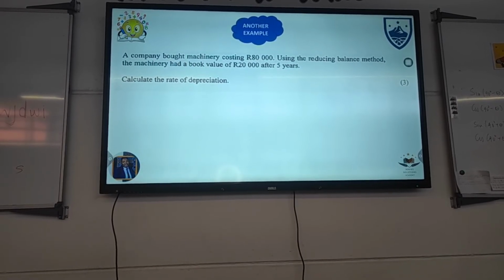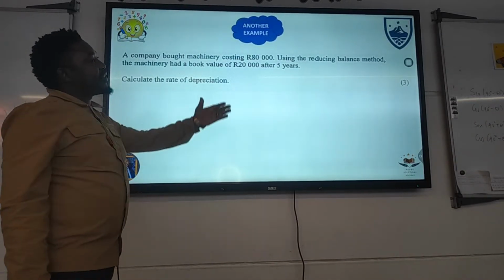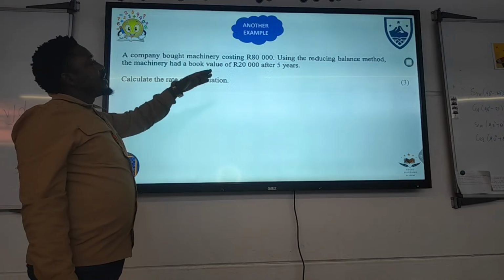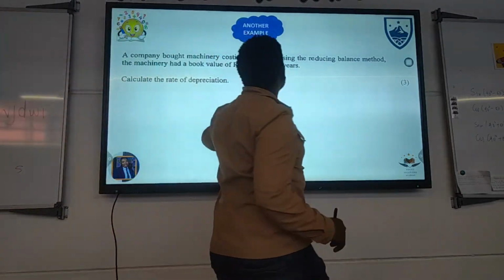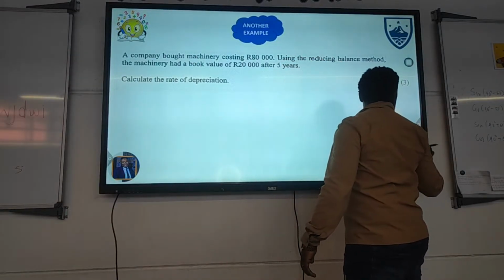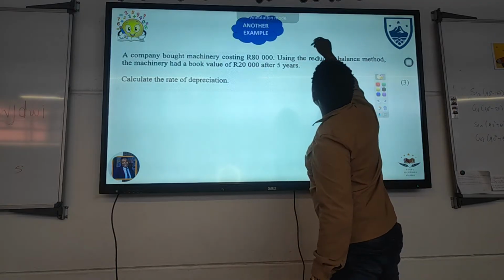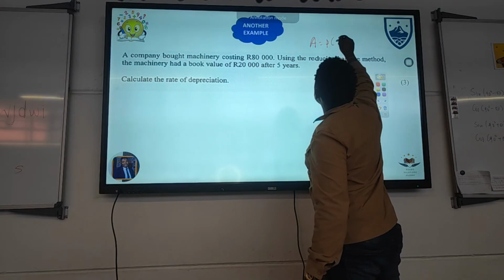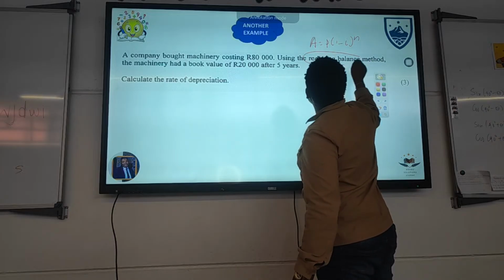Now, when we're reading through this, it says a company bought a machinery costing 80,000. So using a reduction balance method, already we know that we are going to use A equals P(1 minus i) to the power of n, because of this keyword.